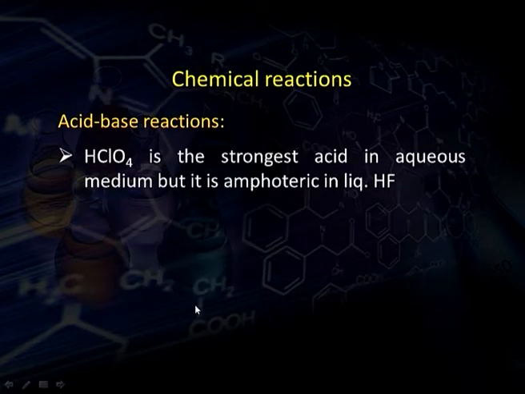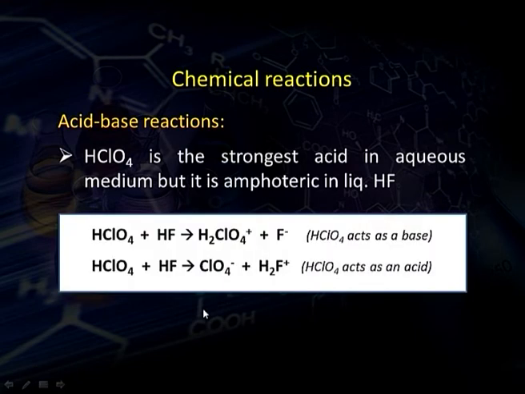HClO4 is considered to be the strongest acid in aqueous medium, but it shows the amphoteric nature in liquid HF. Amphoteric, like I have discussed earlier also, means that a particular acid or a particular base can behave as an acid or a base. HClO4 is considered to be one of the strongest acids in aqueous medium, but it is amphoteric in liquid HF. Amphoteric nature means that a particular substance can behave as an acid as well as a base.